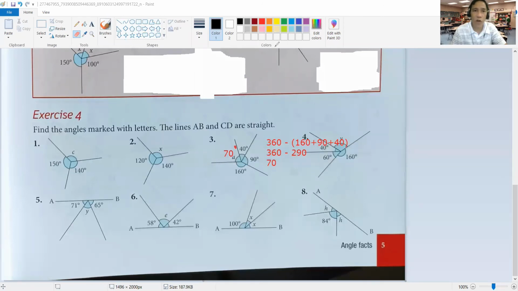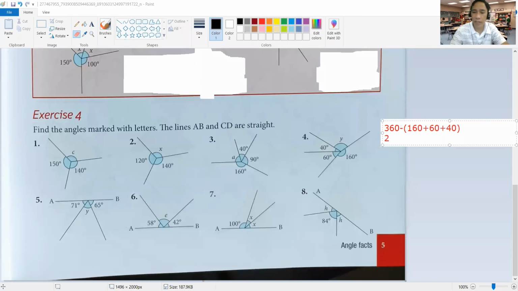Now in question number 4, again, same process: 360 minus parentheses 160 plus 60 plus 40. Then 160 plus 40 is 200, plus 60 is 260. And then 360 minus 260 is 100 degrees. So therefore, angle Y here is 100 degrees.